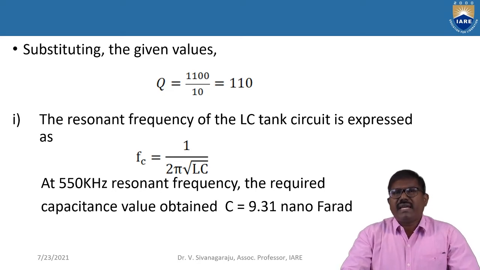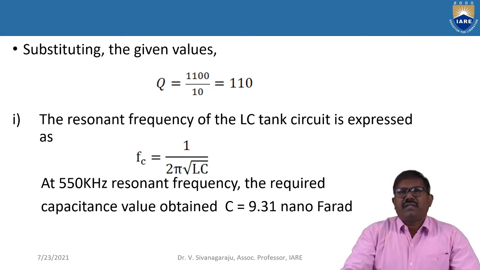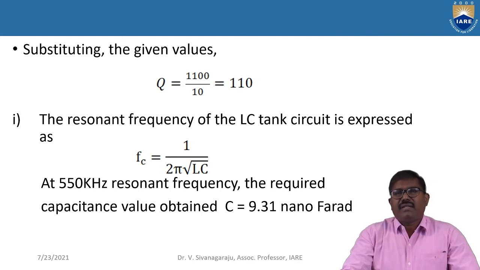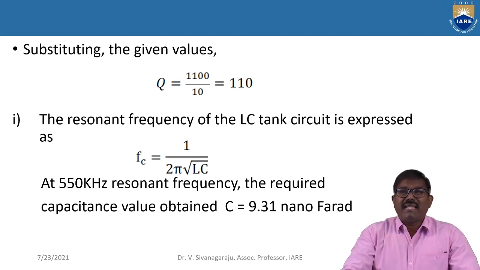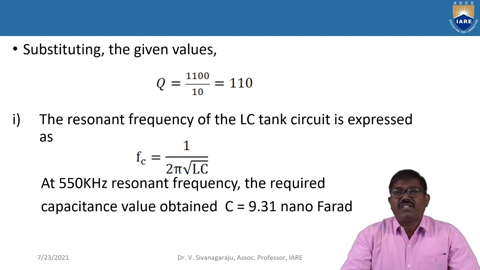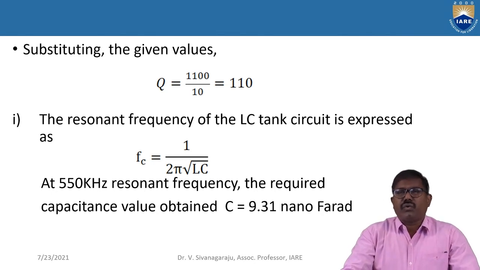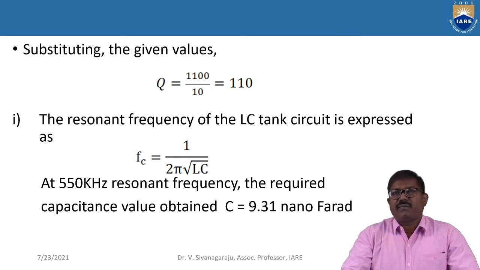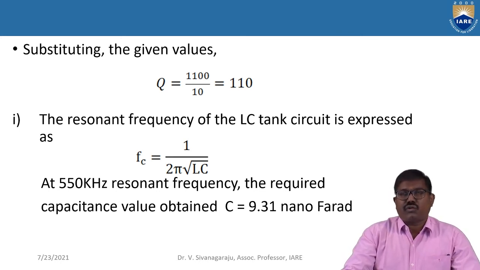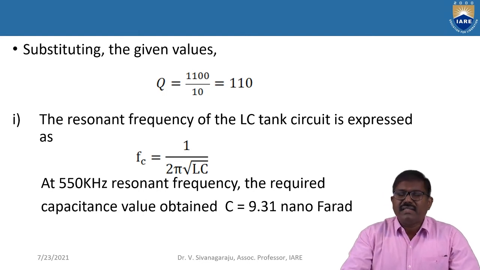So here 550 kilohertz is taken to the left hand side in the place of the resonant frequency, which is equal to 1 by 2 pi root LC. L is given, so you can substitute the L value, and after solving this you get the C value, that is the capacitance. What is the capacitance of the tank circuit? Why? In TRF we have a tank circuit.